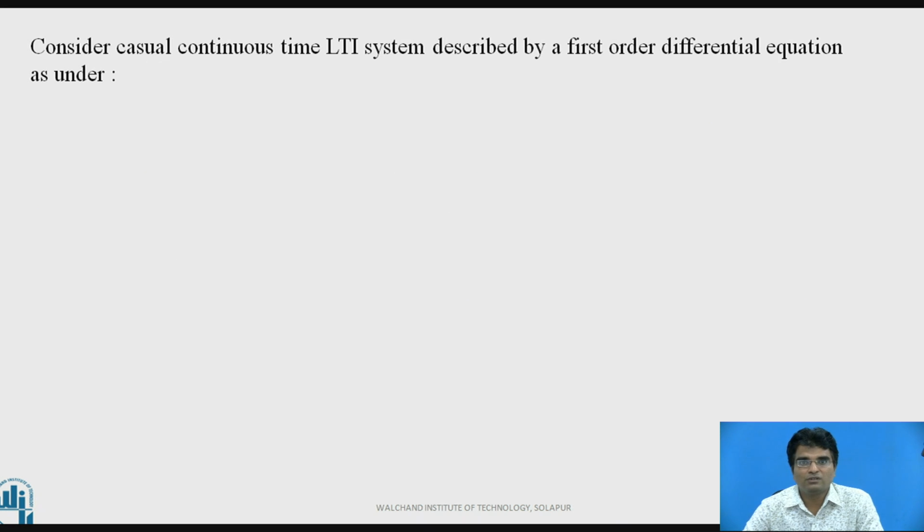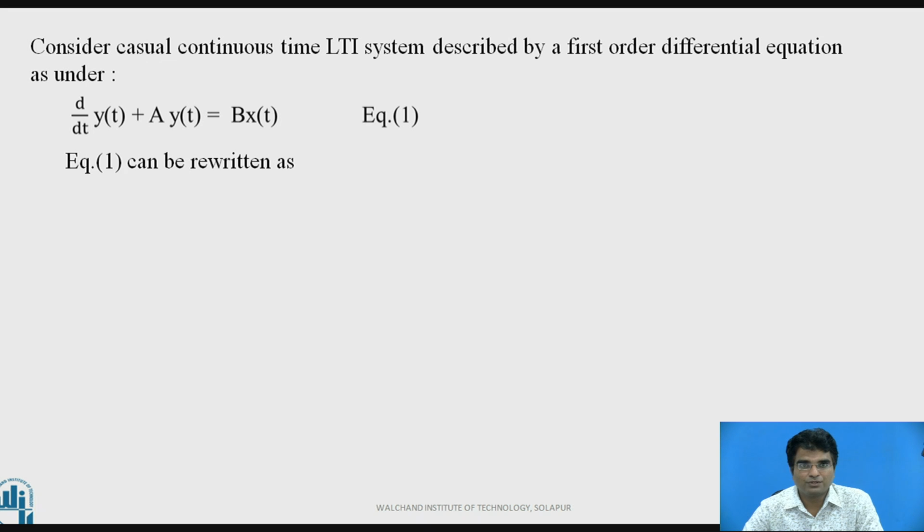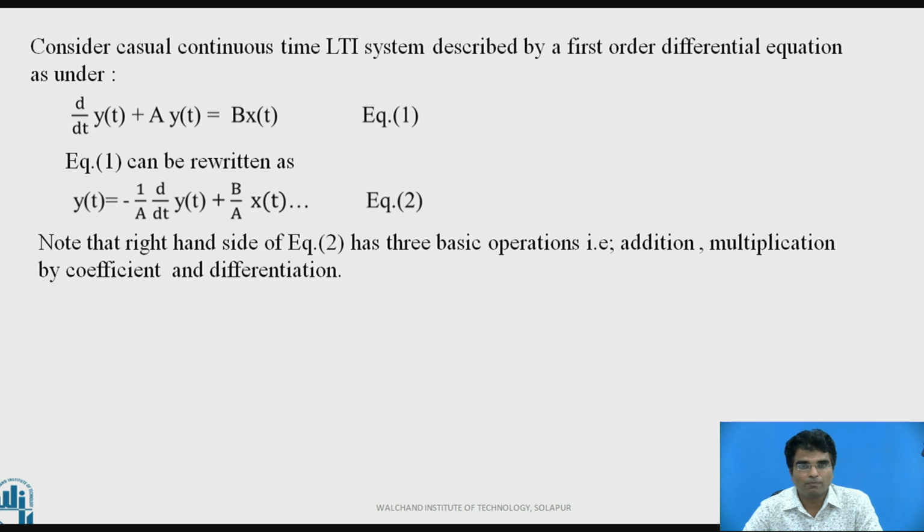Consider a causal continuous time LTI system described by a first order differential equation as under: d by dt y of t plus a times y of t equals b times x of t, that is given by equation 1. Equation 1 can be rewritten as y of t equals minus 1 by a d by dt of y of t plus b by a x of t, that is given by equation 2. Note that the right hand side of equation 2 has three basic operations, that is addition, multiplication by coefficient and differentiation.